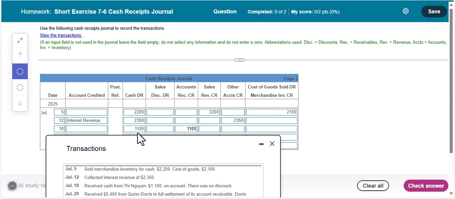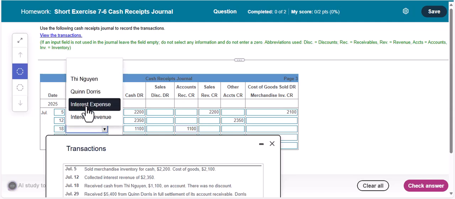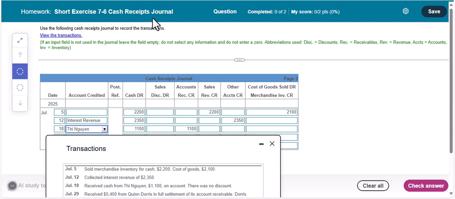And again, now we see our debits equal our credits. So a lot of students at this point will say, well, we must be done. However, we still have to tell the readers of the journal who this AR was for. So this was for Thai Nguyen in the account credited column. So later, when we go to post this to the AR subledger for Thai, we would know it's for her. Okay, so now lastly, we have July 29th.